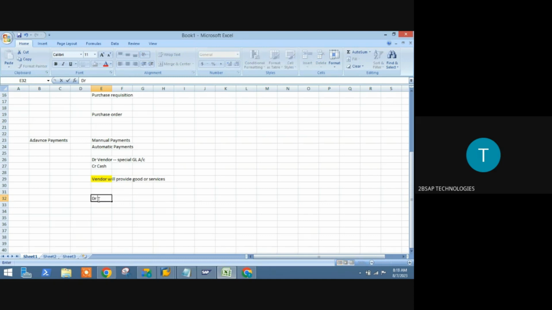Debit, goods or services, credited to... Correct, sir. But in SAP, we have an option saying that at the time of receiving your goods, you may receive your invoice or you may not.